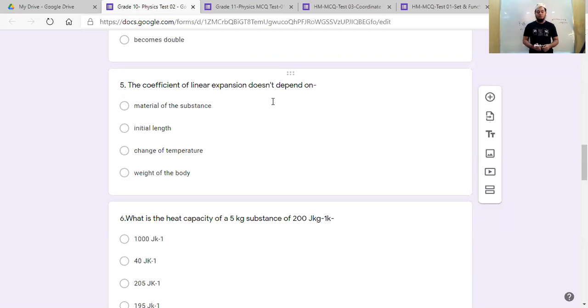But weight of the body, it doesn't affect it anyway. Whatever may be the weight of the body, the coefficient of linear expansion is not going to depend on it, because in the expression it is not there.